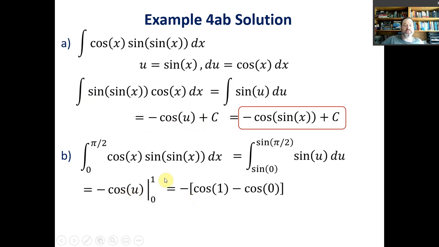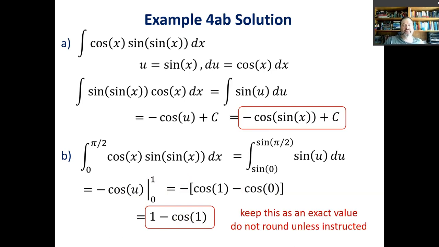So here we get cosine of 1 minus cosine of 0. Evaluate everything and you get 1 minus cosine of 1, which you might think can be further simplified. It cannot. This is an exact value. Cosine of 1 is just some strange irrational number. Just leave it like that. So it's 1 radian, right? So it's like that, right?